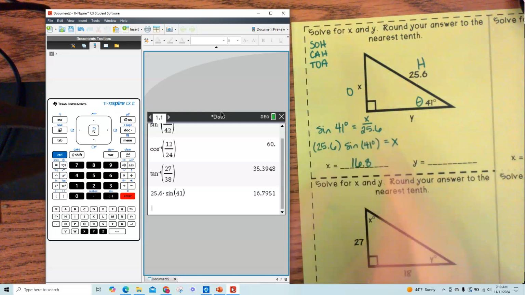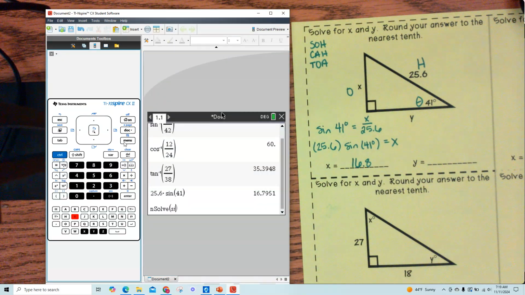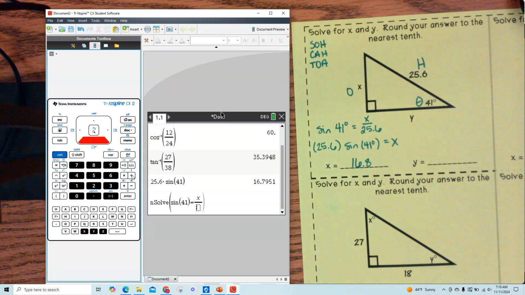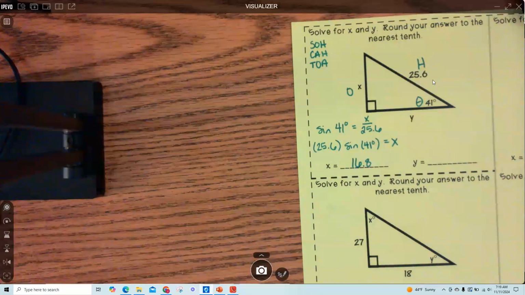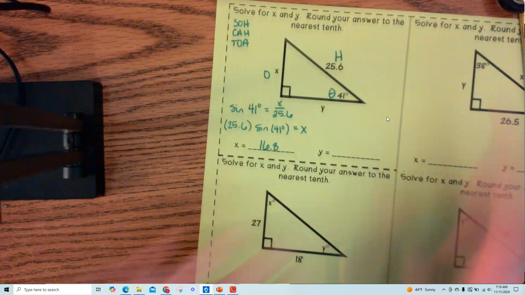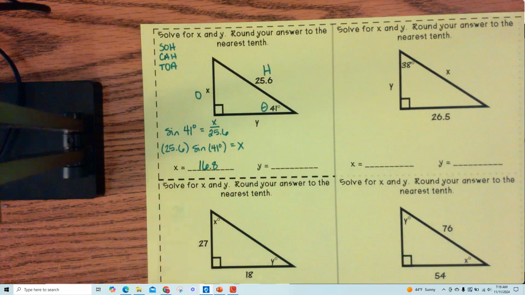And then I'm going to go ahead and try this in menu 3.1. So I'm going to do menu 3.1. Sine of 41 equals x over 25.6, and then comma x, and I get the same thing. Okay, I've never used menu 3.1 for that. That's why I'm more comfortable doing it by hand, because they're not real complex problems here.